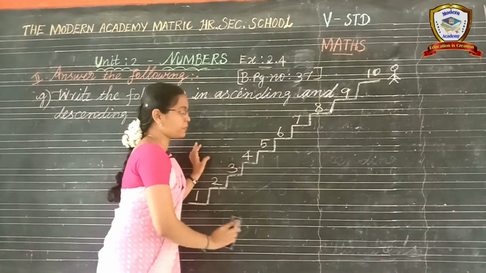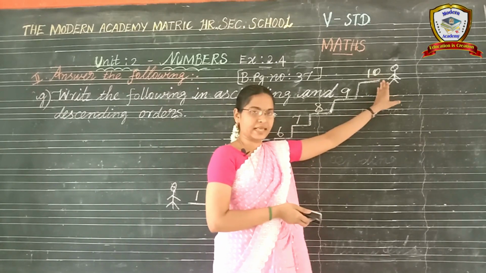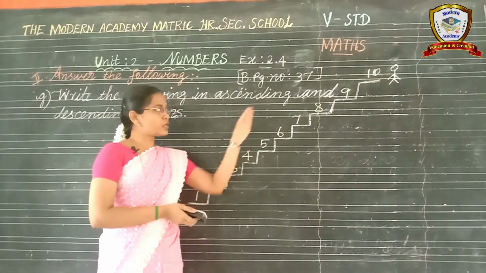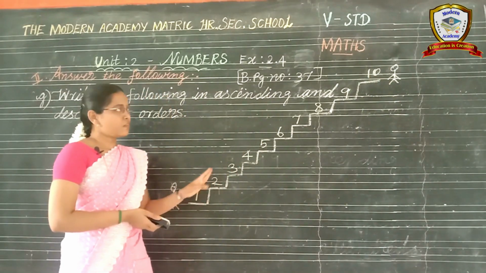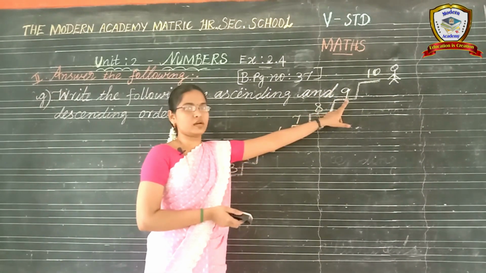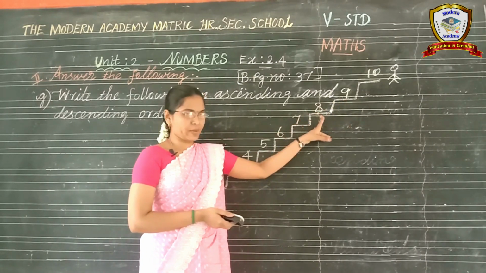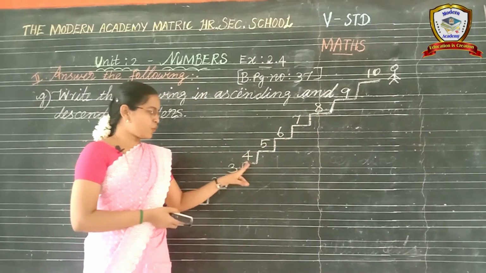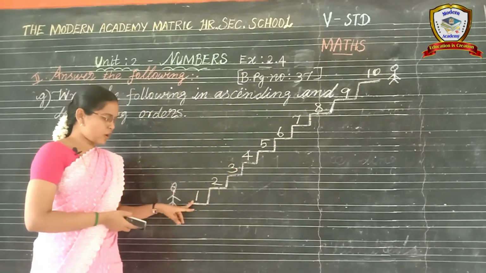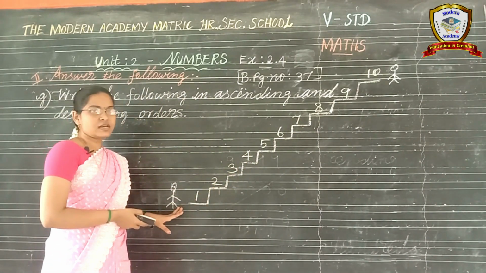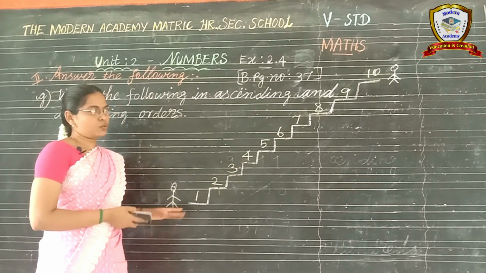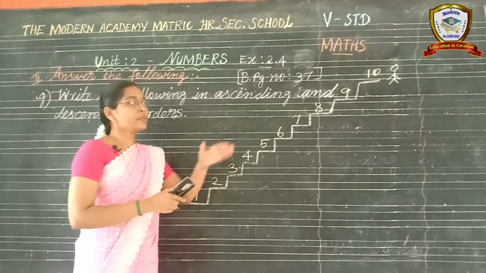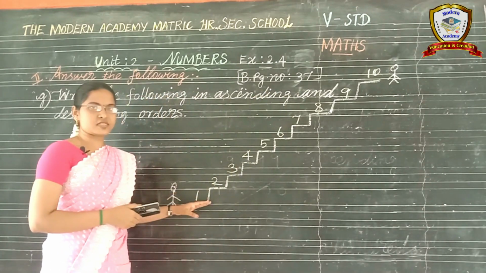The same example. Now you have reached the 10th step. Again you want to go to step 1. So how to reach step 1? First you move to the 9th step. Next step 8, next step 7, step 6, step 5, 4, 3, 2, 1. At last you can reach step 1. So descending order means arranging the numbers from greatest number to smallest number.